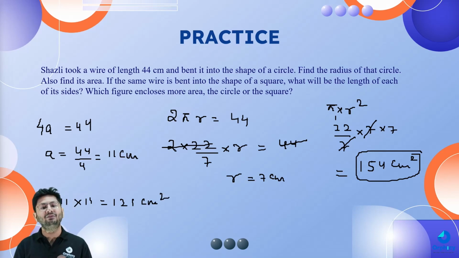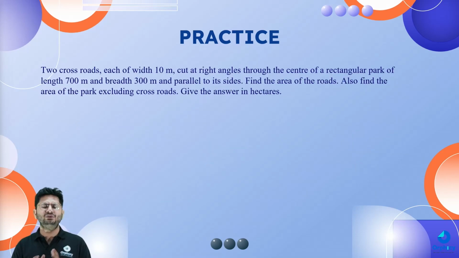Now it is asking which figure encloses more area, circle or the square. किसका एरिया ज्यादा दिख रहा है? So circle का एरिया ज्यादा है, that is 154. Now let's do some questions on the application of perimeter and area, and this is the first question.